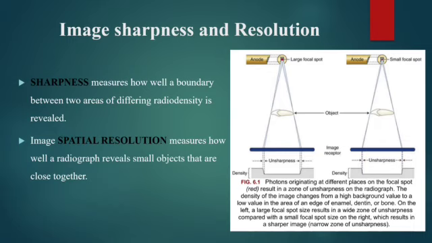The density of the image changes from a high background value to a low value in the area of the edge of the enamel, dentin or bone. On the left side of the image, a large focal spot size results in wider zones of unsharpness compared with the small focal spot on the right, which results in a sharper image with narrow zones of unsharpness.